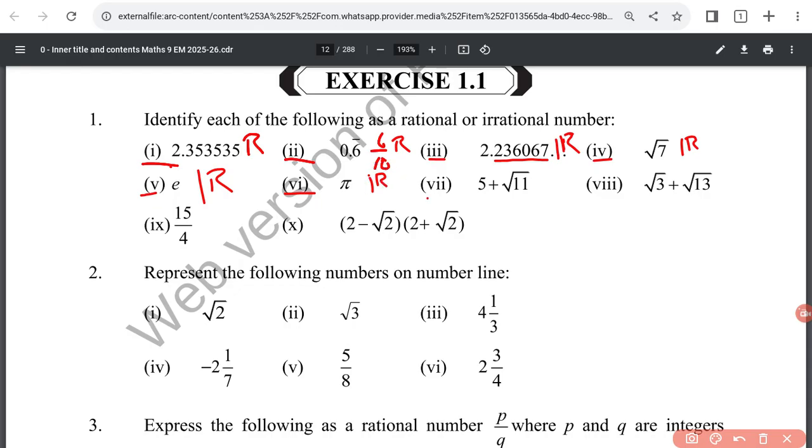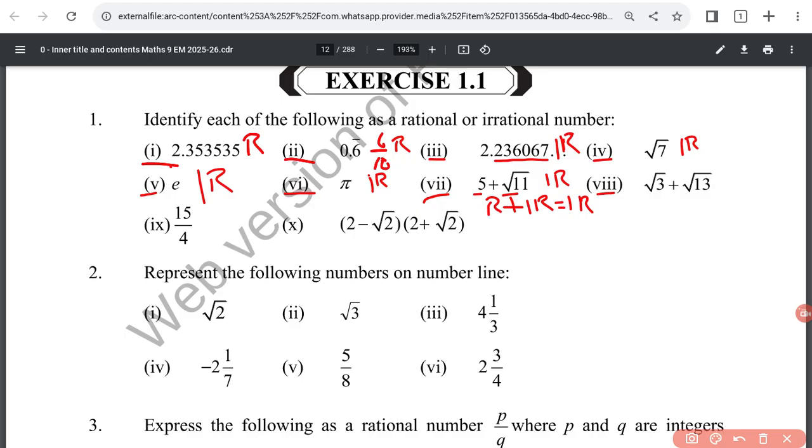Then we move on to the seventh, 5 plus square root of 11. The sum of a rational and an irrational is irrational. So here 5 is rational and square root of 11 is irrational. So the sum of a rational and an irrational is irrational. So it is an irrational number.